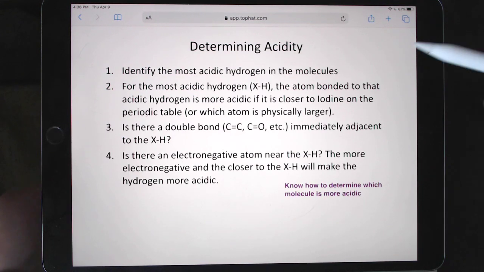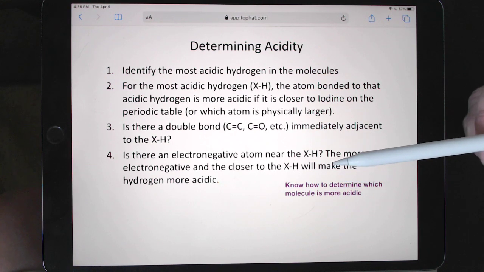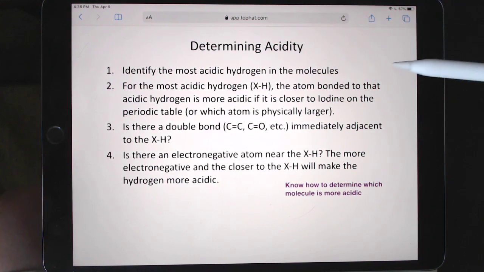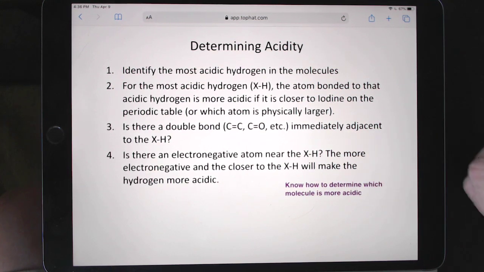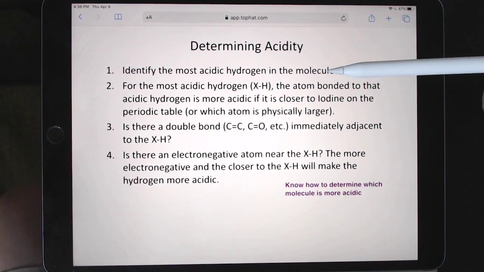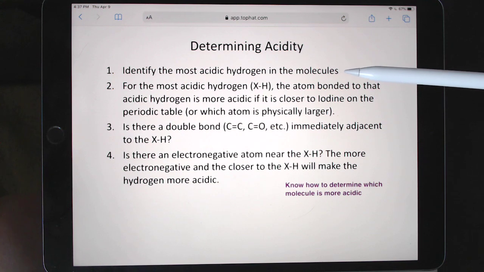Okay, so you need to know this process you need to follow, to be able to compare 2 molecules. If you follow this sort of decision tree, you'll be fine. The first thing you're going to want to do is find the most acidic hydrogen, and 99 times out of 100, it's going to be the hydrogen that's not on a carbon. There's an exception to that, but for the most part, it's going to be the hydrogen that's not on a carbon.